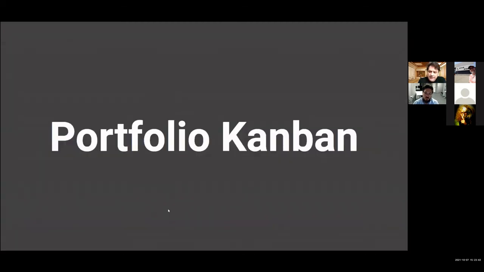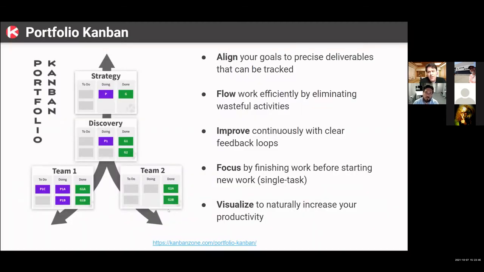When we look at a portfolio Kanban system, it could be visualized as such. Now this, I won't lie to you, feels more like what we do in enterprises when we work with large organizations, where there might be a strategic level, a discovery level, and a delivery level, where if you look at this from an education perspective, the strategy level could be your entire school who makes strategic decisions for the school.